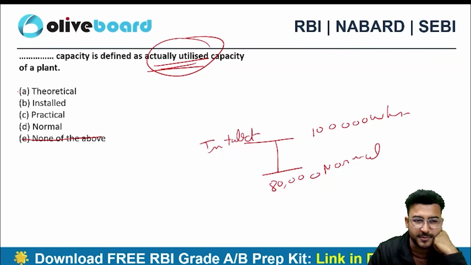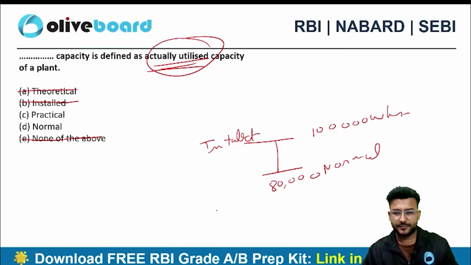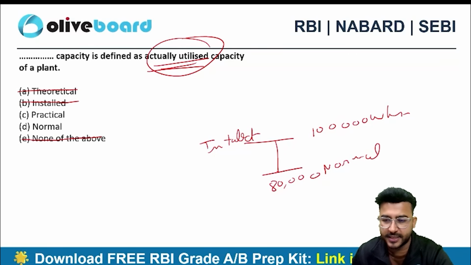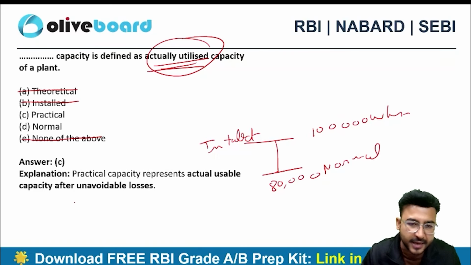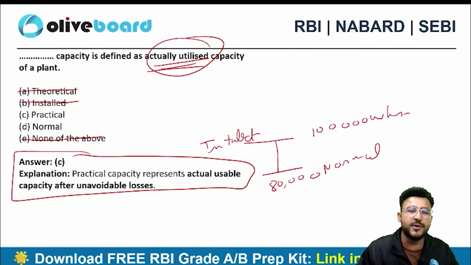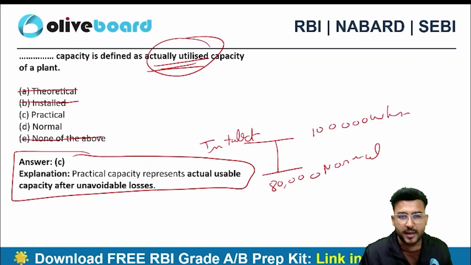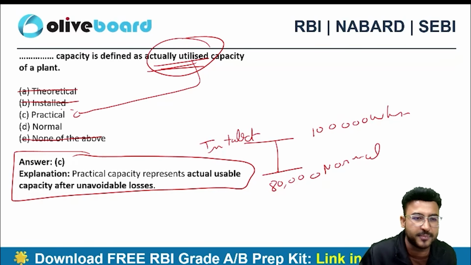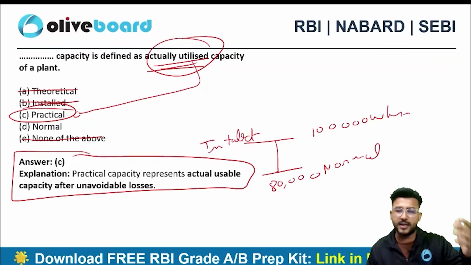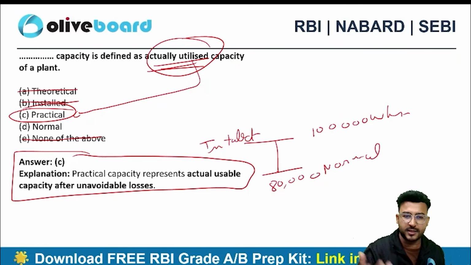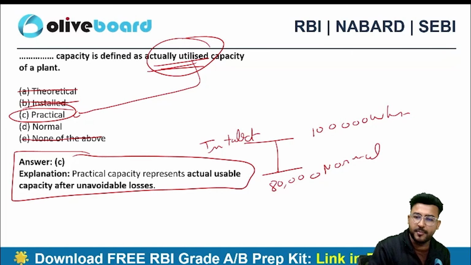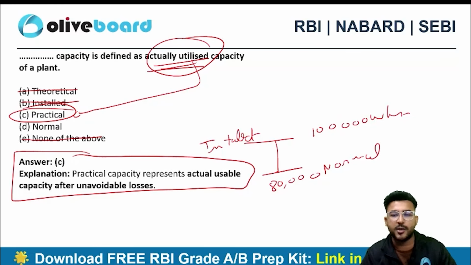So let me eliminate some options for you. Now tell me, actually utilized capacity, the best option here will be the practical capacity. Why? Because whatever your practical capacity, that means you have actually utilized that much only, right? Actually utilized capacity we can relate better to practical capacity. Normal capacity is what you usually operate at; did you actually operate at that level that year? That will be more related to practical capacity.